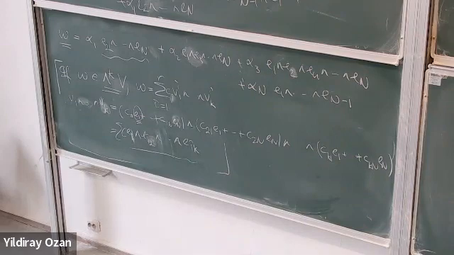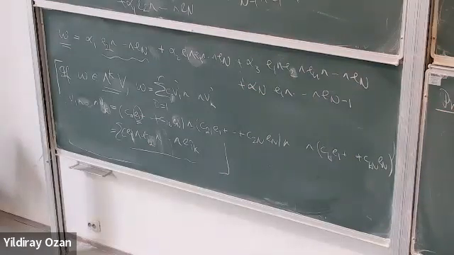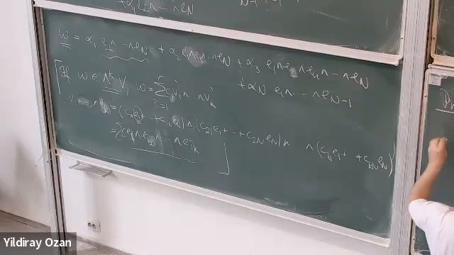It's something similar to this one, but it is easier. It is the following. If dimension of D is equal to n, then any n vector is of the form V1 to Vn.